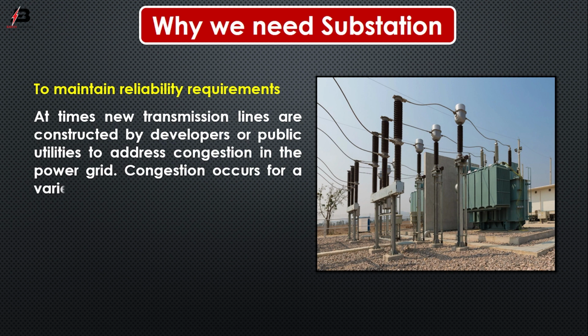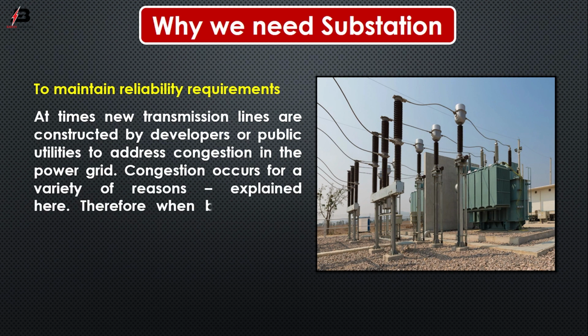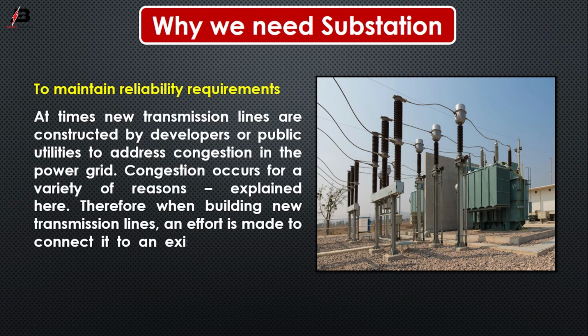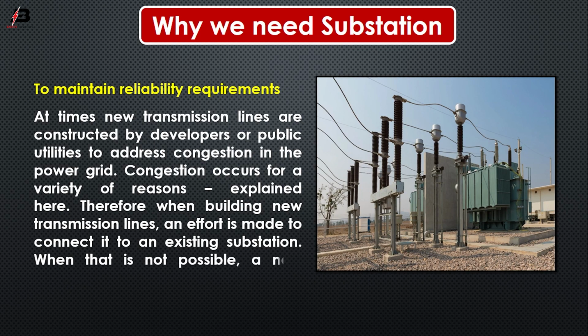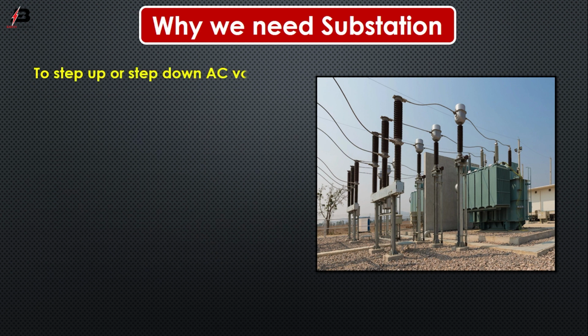Congestion occurs for a variety of reasons explained here. Therefore, when building a new transmission line, an effort is made to connect it to an existing substation. When that is not possible, a new substation is built. To step up or step down AC voltage using transformers.